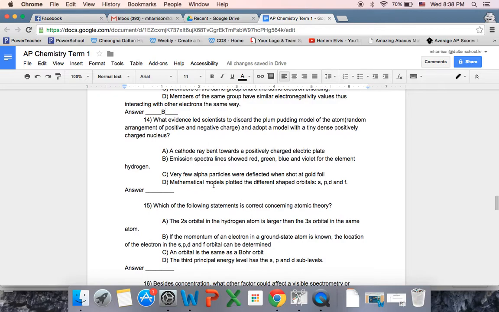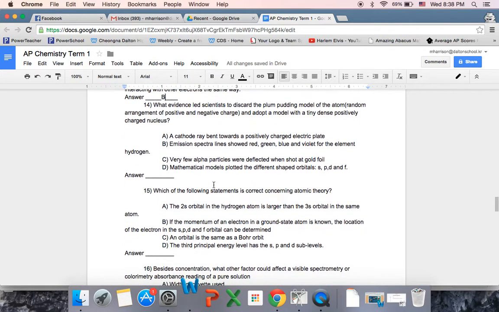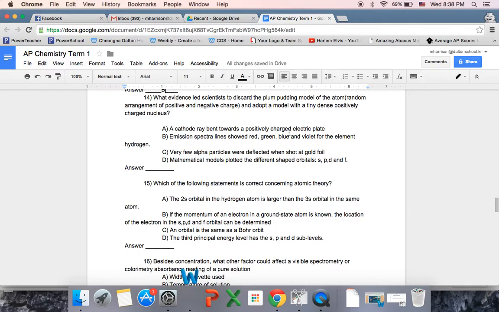What evidence led scientists to discard the plum pudding model of the atom? And they led them to adopt a model with a tiny, dense, positively charged nucleus.